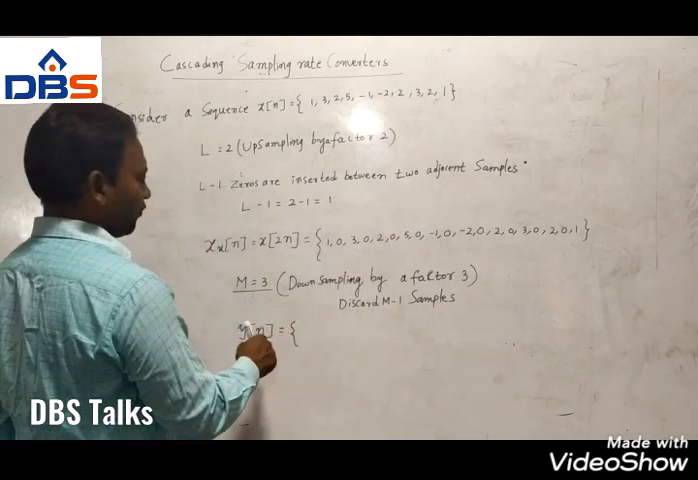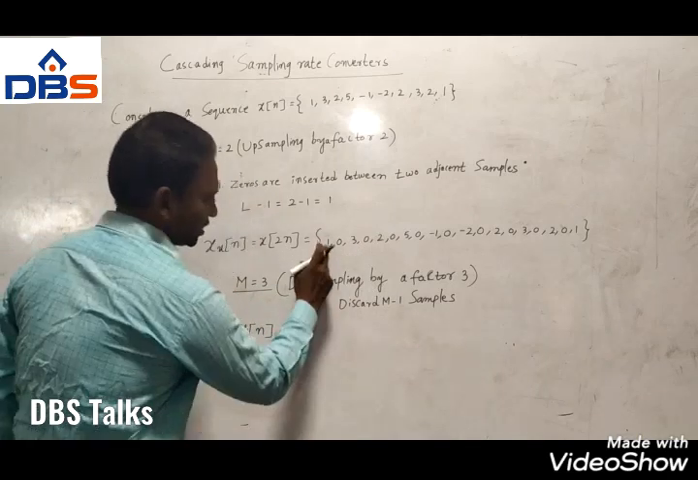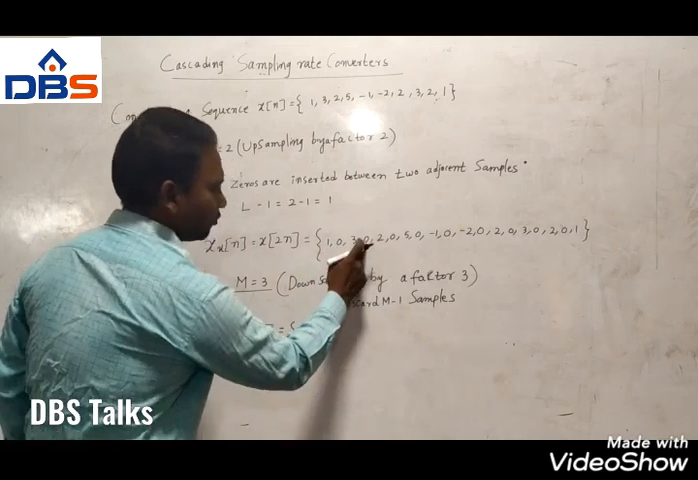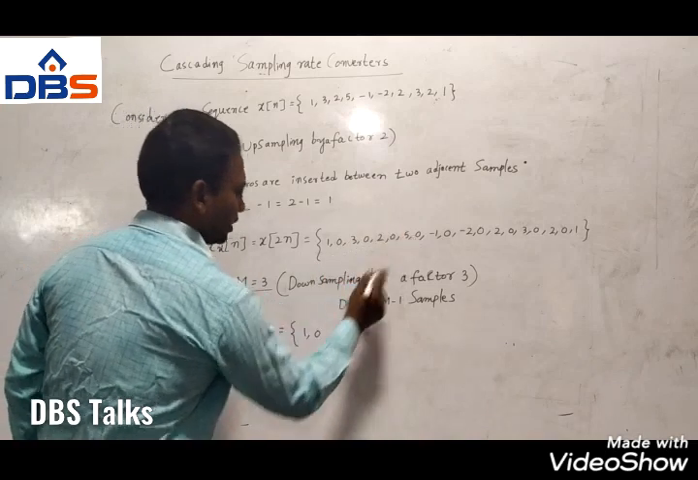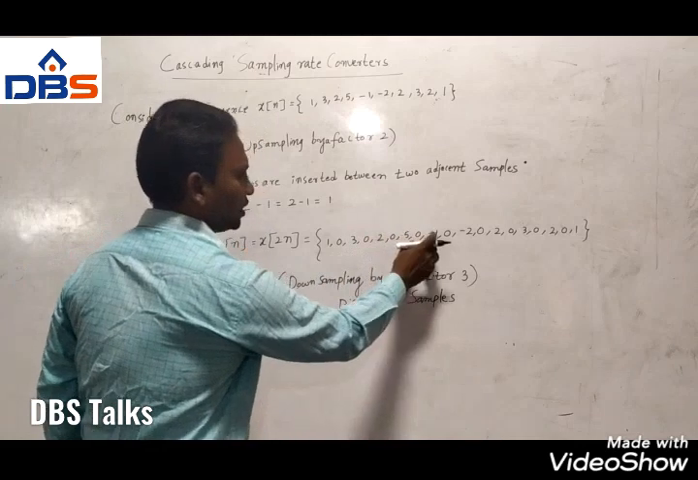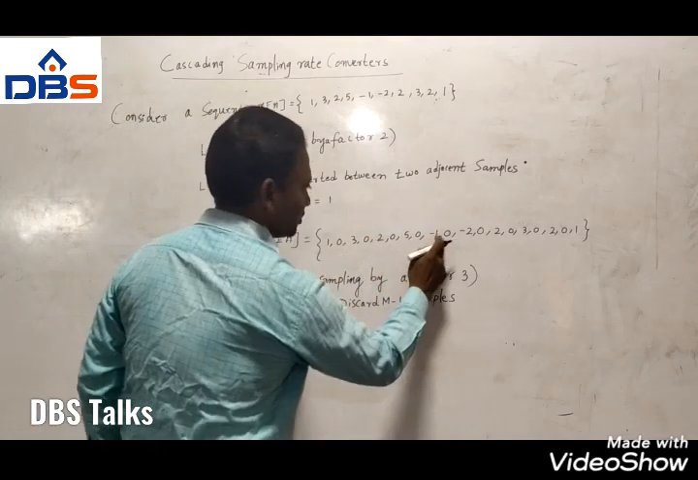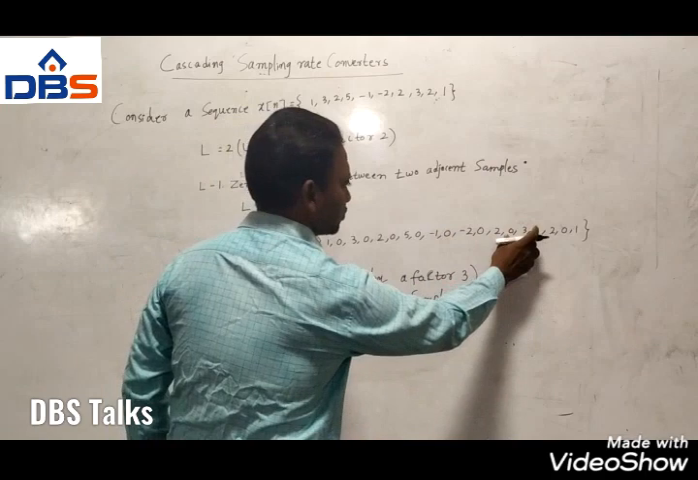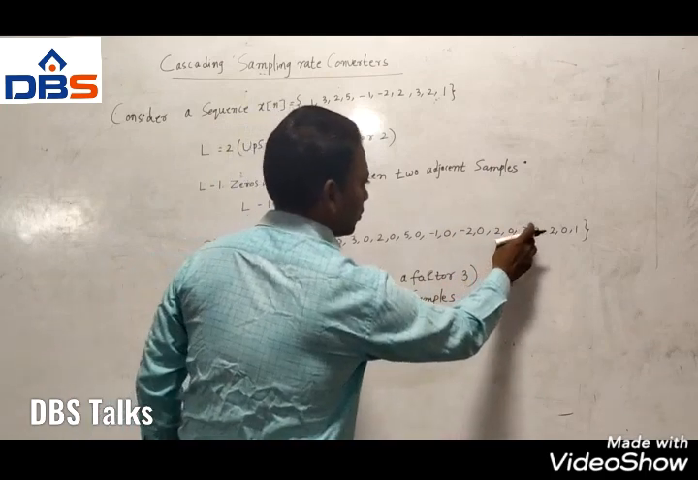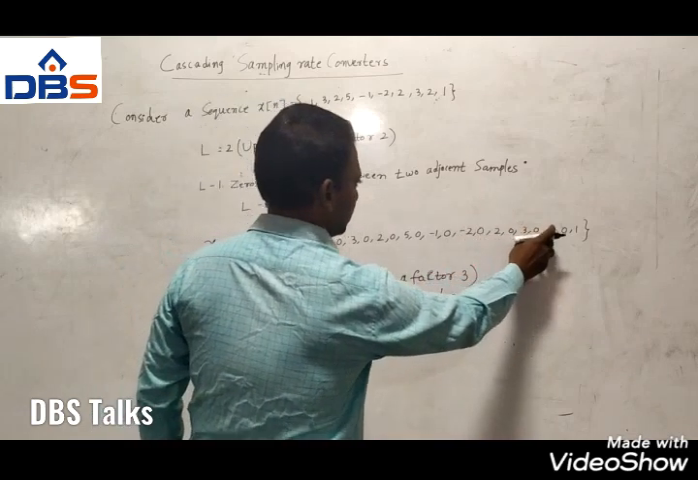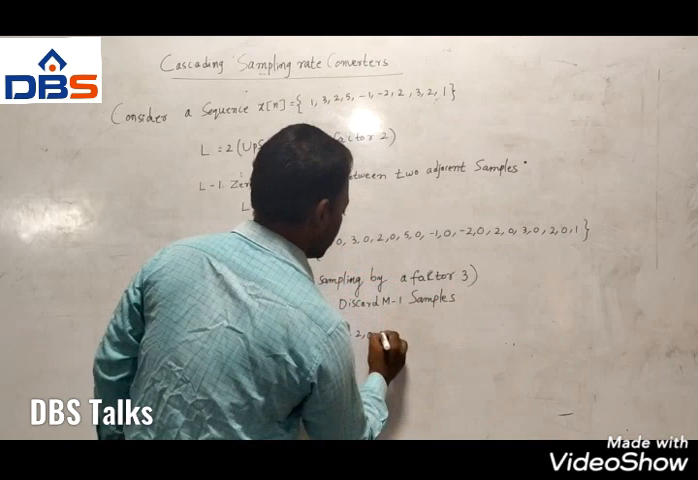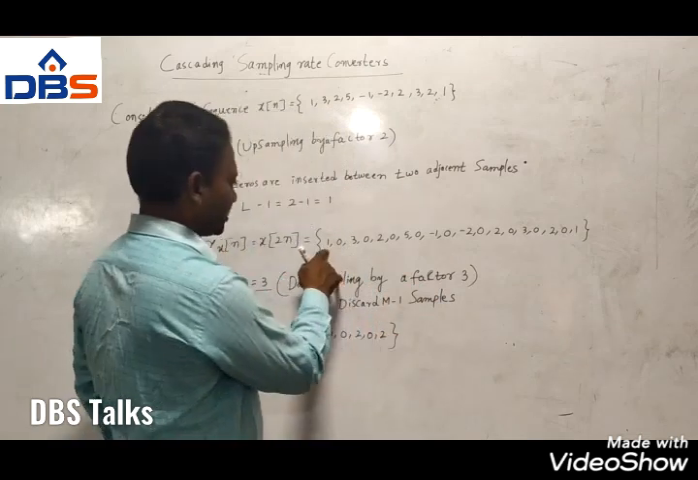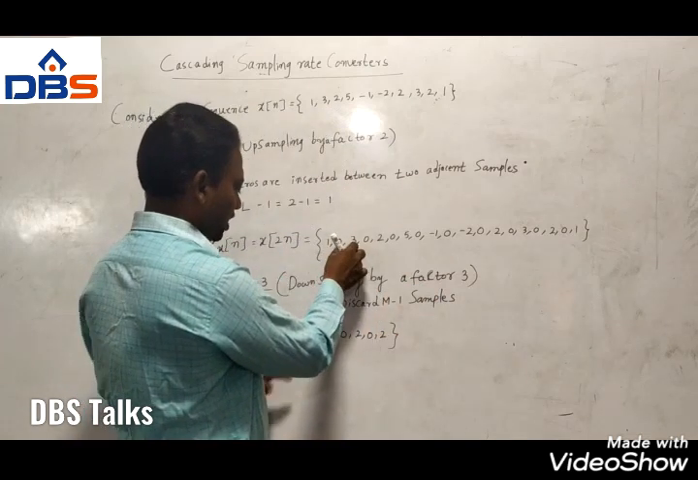So the final output y of n is equal to: first you take the first sample, after that you discard these 2 samples. Then 0 you take, after that you discard these 2, then 5, after 5 you discard these 2 samples, then 0, and after that you discard these 2 samples, then 2, then you discard these 2 samples, then 0. Then you take this 2, then discard the remaining 2 samples. See this? Initially we took the first sample, then discarded these 2, that's why you get 1 here.